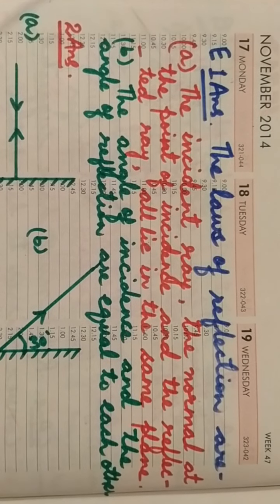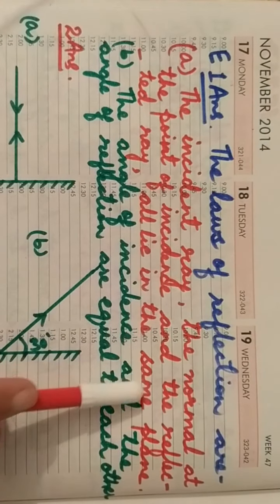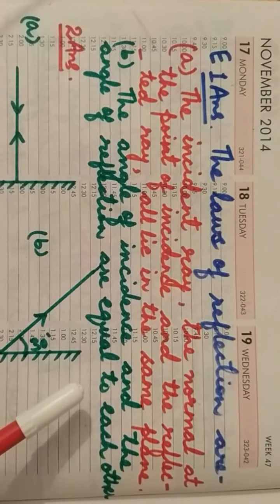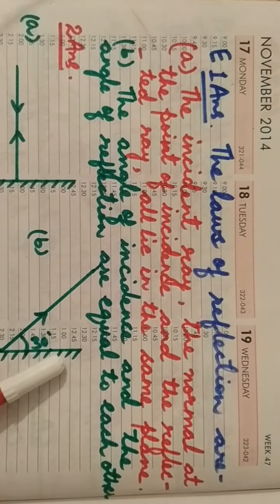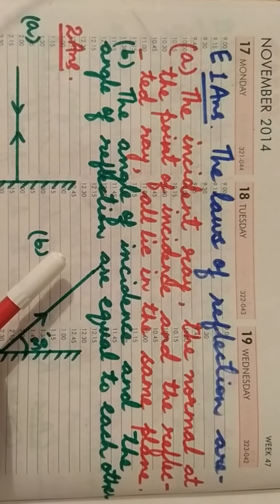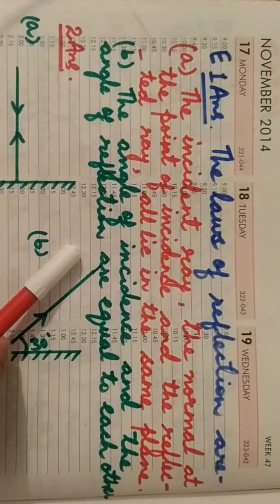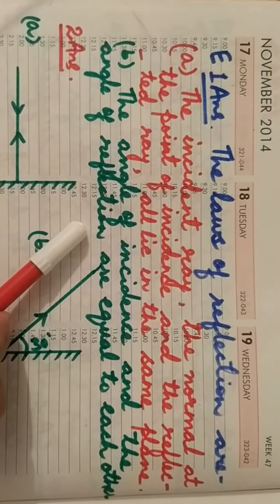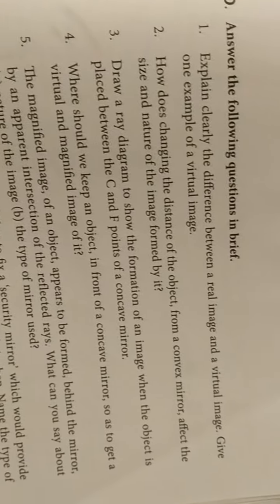Good morning, children. As we have completed parts A, B, C and D of the chapter Light, now we will proceed towards part E. So what is the first question of part E? The first question is, state the laws of reflection.